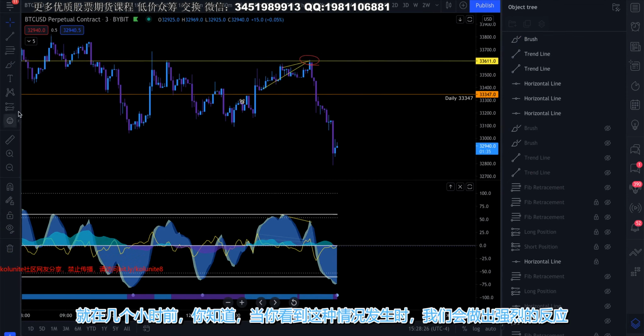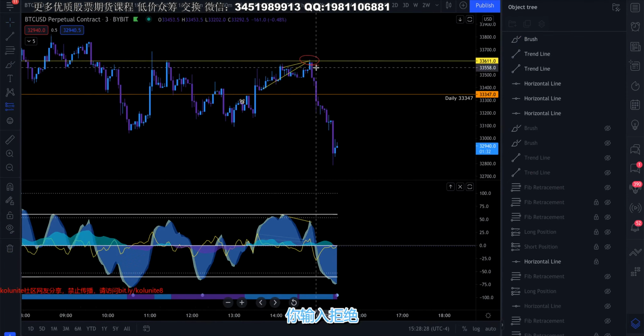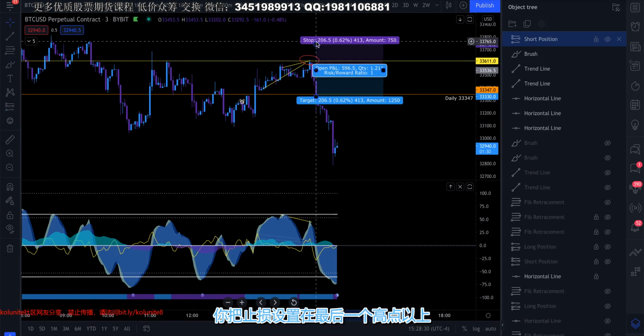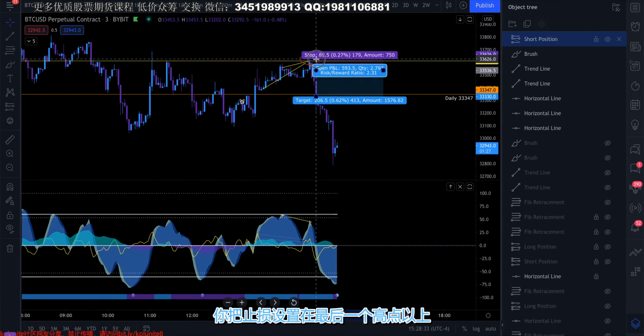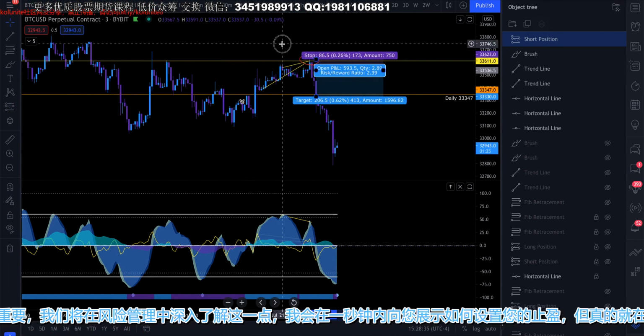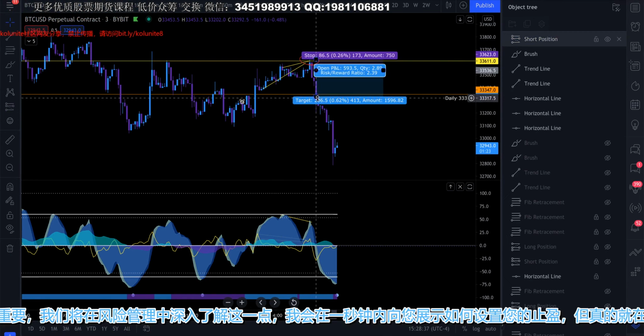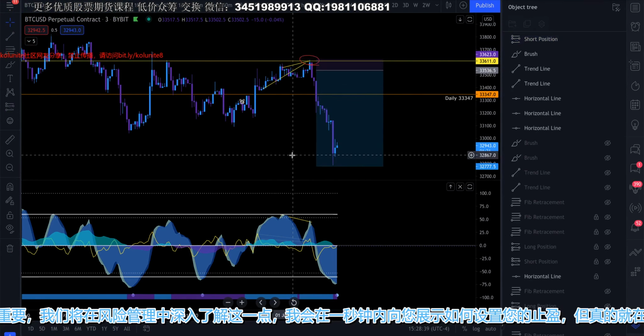When you see this happening, this is where you enter your short position. You enter on the rejection. You set your stop loss above the last high, okay? Now, this is important, and we're going to get more into this in risk management. I'll show you how to set your take profits in a second.